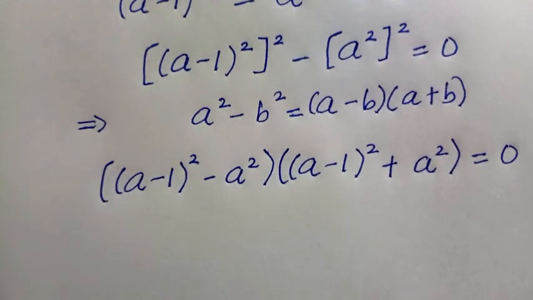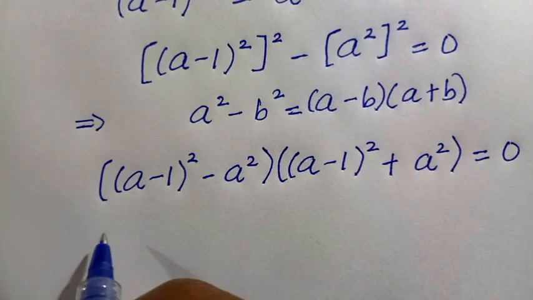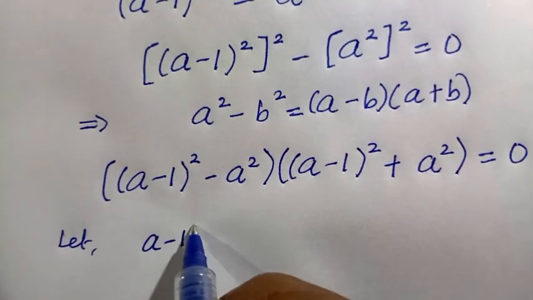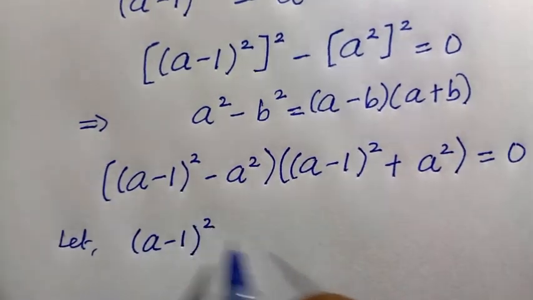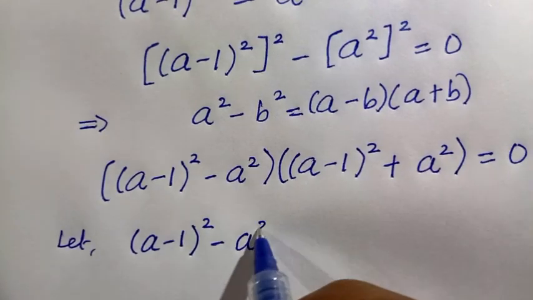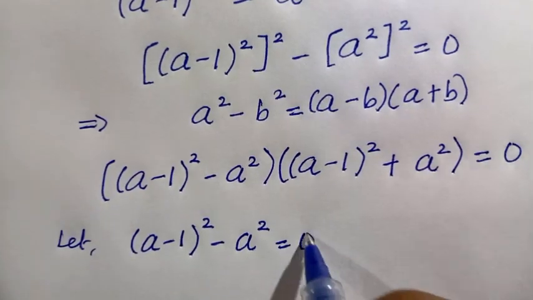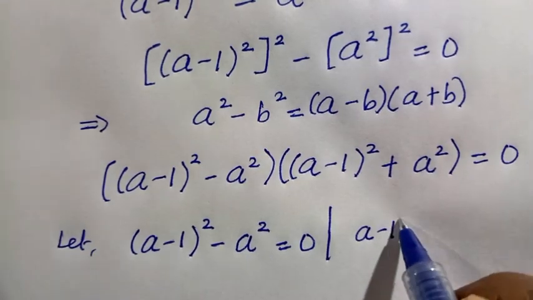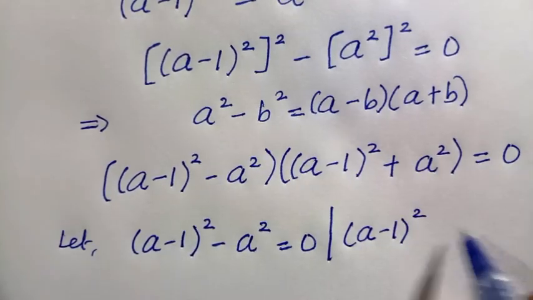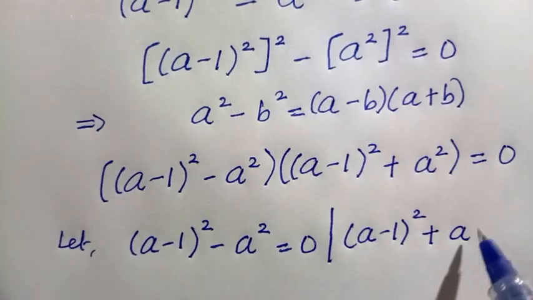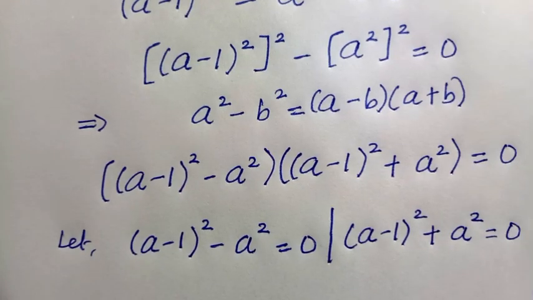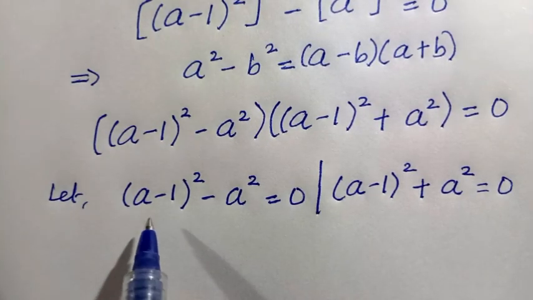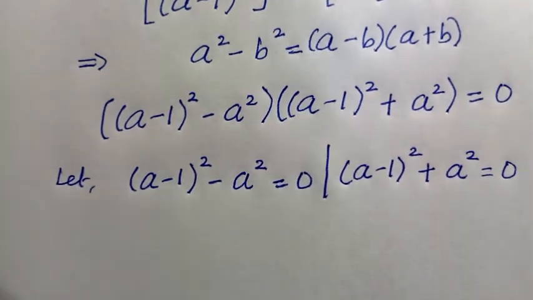So there are two cases from here. Let's let (a minus 1) raised to the power 2 minus a raised to the power 2 equal 0, or we have (a minus 1) raised to the power 2 plus a raised to the power 2 equals 0. And let's try to deal with the first one.